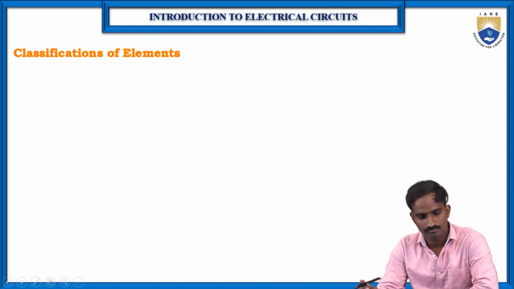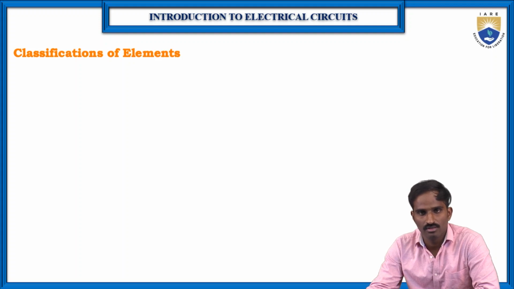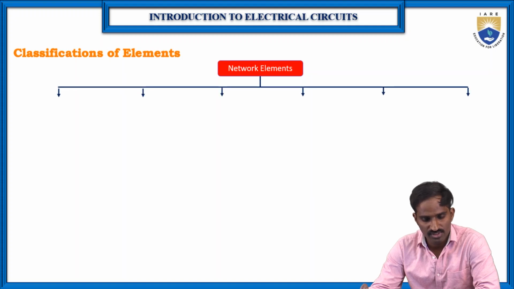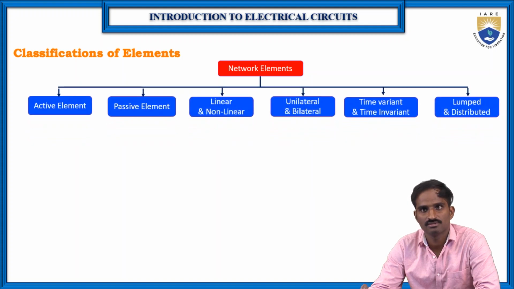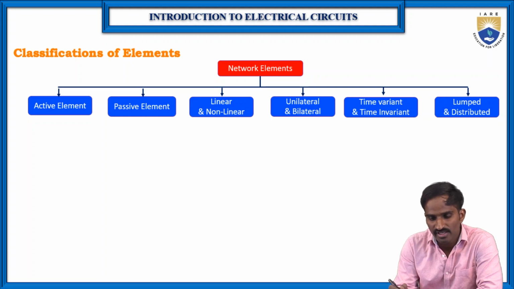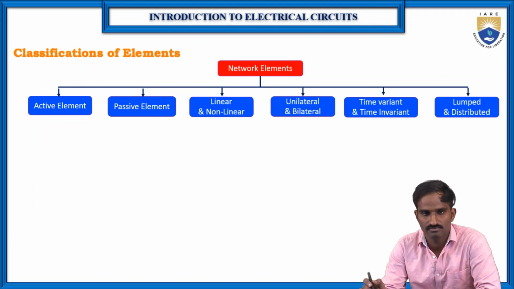Next, coming to the electrical elements. First we will classify them, and see the various classifications of these electrical elements. Then we will discuss one by one. These network elements are classified into various types. One is active elements and passive elements. Then linear and non-linear elements. Then unilateral and bilateral elements. Then time variant and time invariant elements. And then lumped and distributed elements.